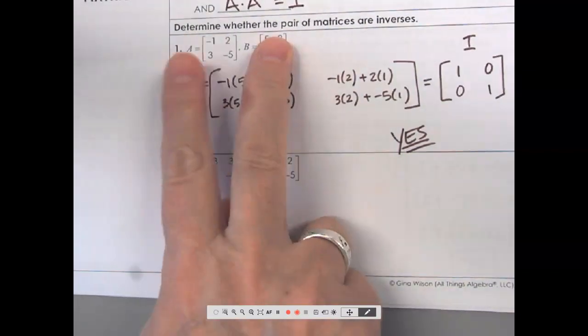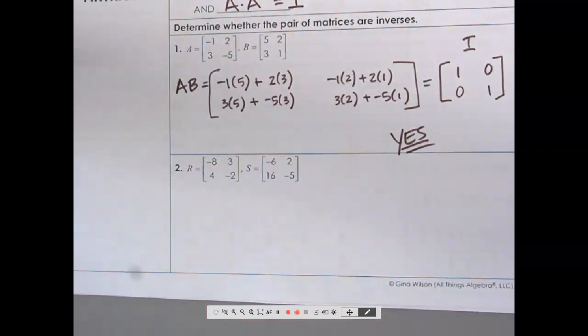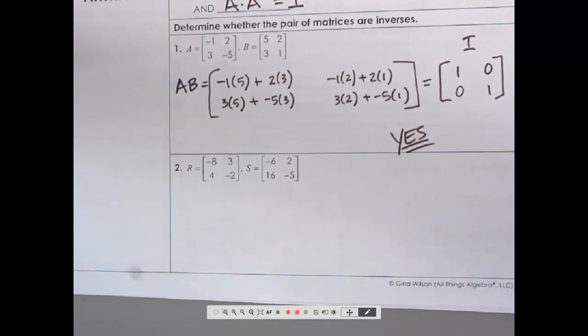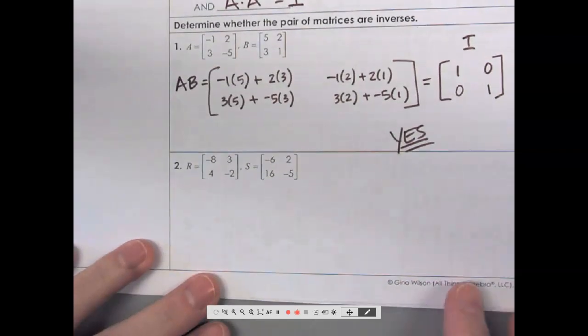And we could switch the order. We could find B times A, and if they're inverses, we'll get the same thing. Question? All right, let's try number 2. I won't talk through this one, so let's do 2 and see if they are inverses with each other.